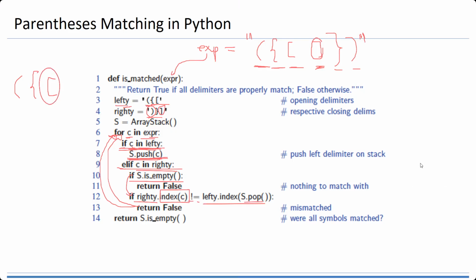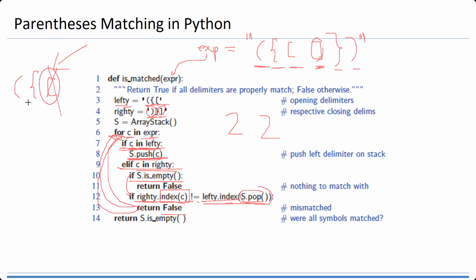So to pop this one means, in the righty, the index of C, this index is 0, 1, 2. So the index is 2. And then the lefty index, S dot pop, so this one, it is 0, 1, 2. Then it means if the index does not equal the lefty index, then return false. Because it is the same, 2 and 2, then we go back here. Because we already have S dot pop, it means we already removed this.